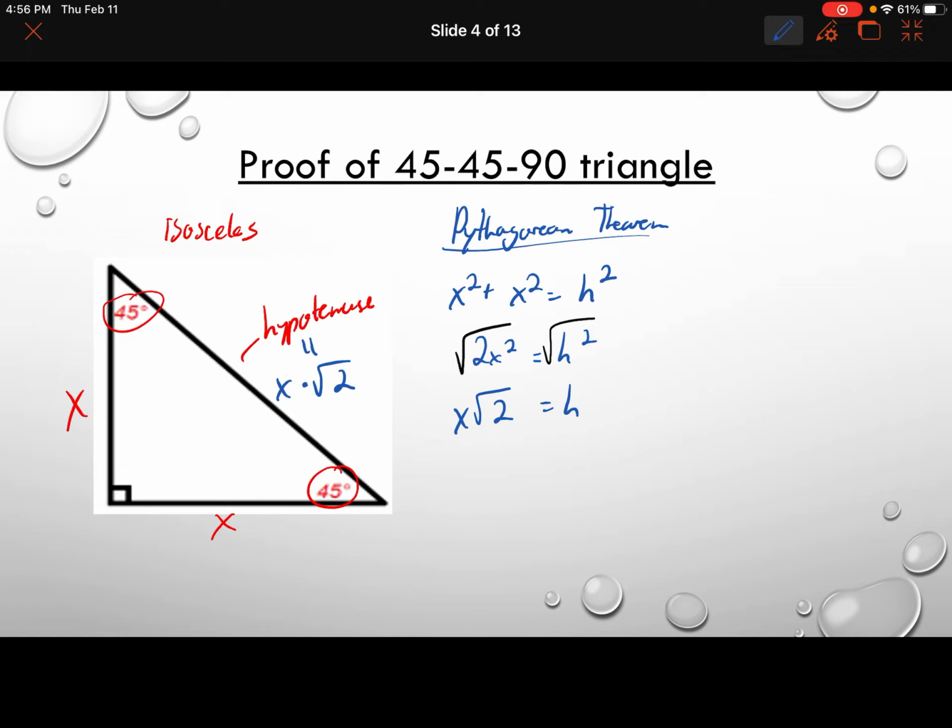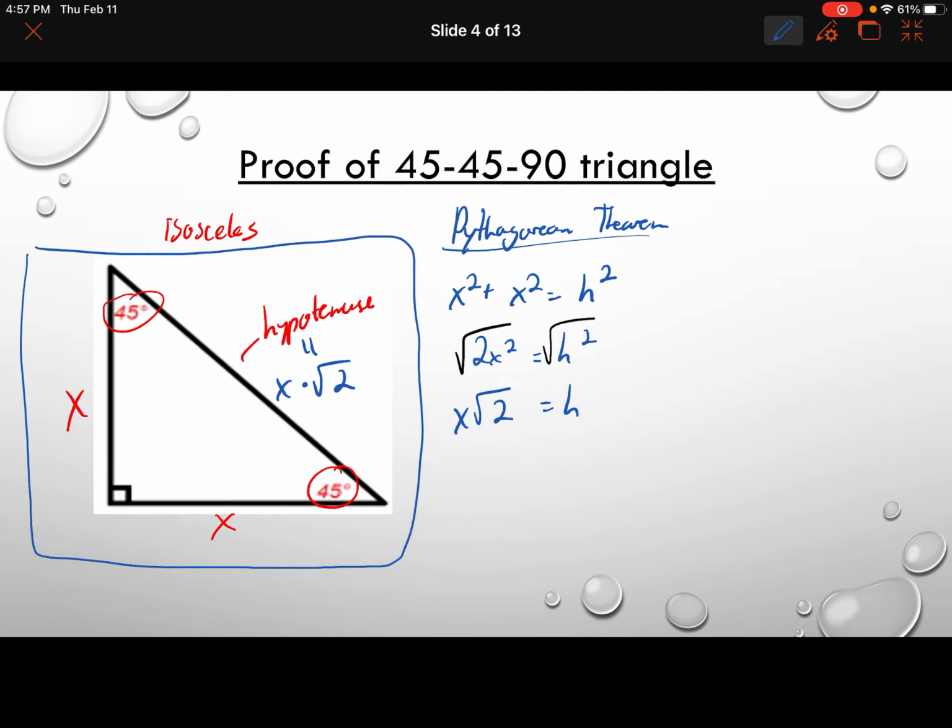X times square root of 2. And that relationship is going to hold for any 45, 45, 90 triangle. The two legs, the two non-hypotenuse sides of the triangle, will be congruent to each other, will be x, and then the hypotenuse will be x times radical 2, or x times square root of 2. So it's really important to try to remember this relationship right here.